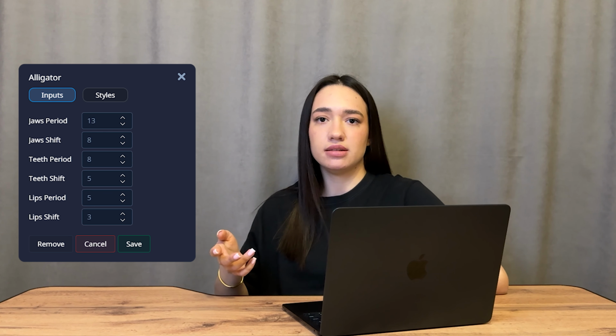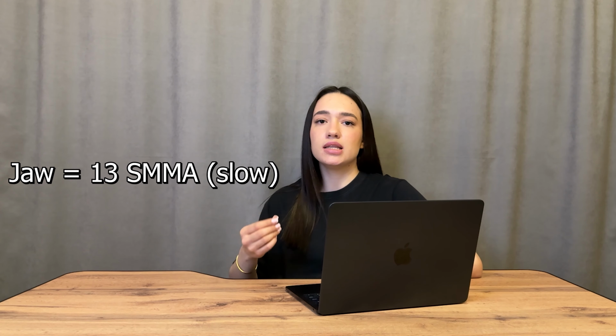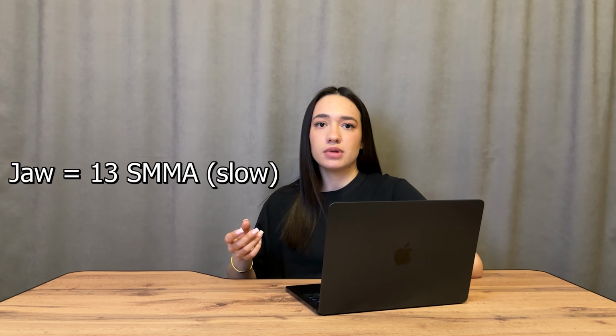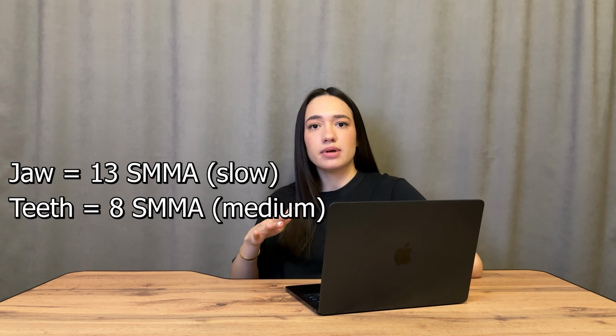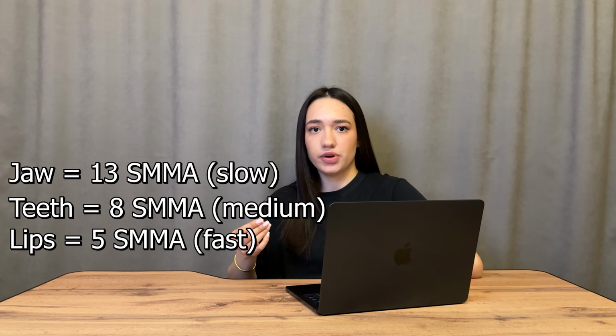The Alligator is based on three smoothed moving averages. The periods are 5, 8, and 13, numbers taken from the Fibonacci sequence. Each line has a role: the jaw is the slowest line, 13 period; the teeth, the medium speed, 8 period; and the lips, the fastest line, 5 period. And guys, you don't need to calculate anything manually, just add the indicator from your platform's indicator list.